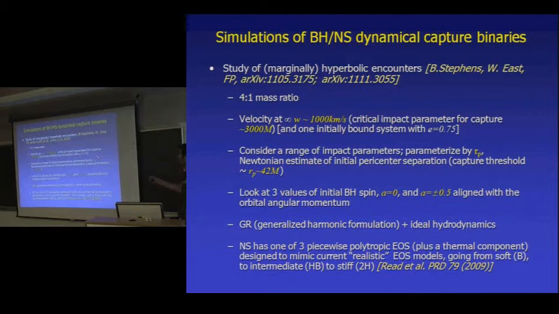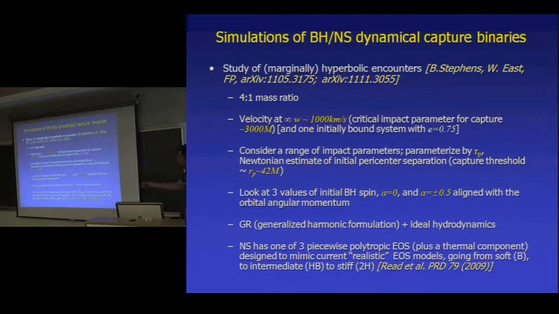So we label, instead of using impact parameter, we just use pericenter of separation, and 3,000 m for impact parameter corresponds to the pericenter separation of 42 m. We're going to be looking at three different spins: non-spinning black hole initially, and two spins, plus or minus 0.5, aligned with the orbital angular momentum.